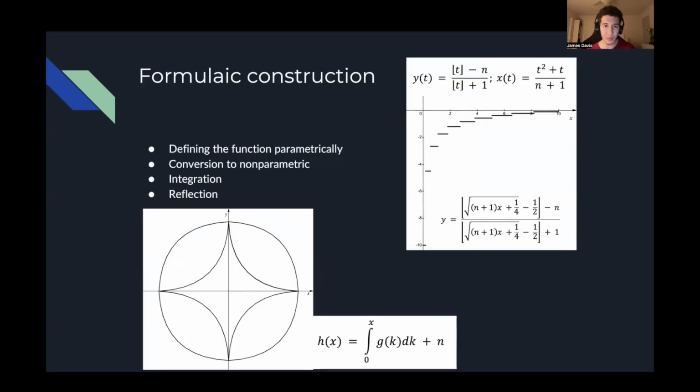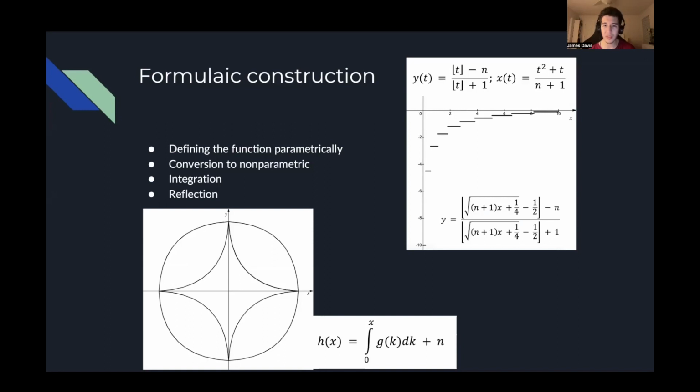So I wanted to construct this formulaically. What I wanted to know was, is there a way that I can make this in one formula so I can manipulate this to study it? And what I ended up doing was defining it parametrically. First, I took the derivative of the star shape. Obviously the star shape is not differentiable at all points because there are points where the lines intersect each other, but we can represent it fairly well as y equals (floor of t minus n) over (floor of t plus 1). And you can represent the x values as (t squared plus t) over (n plus 1).